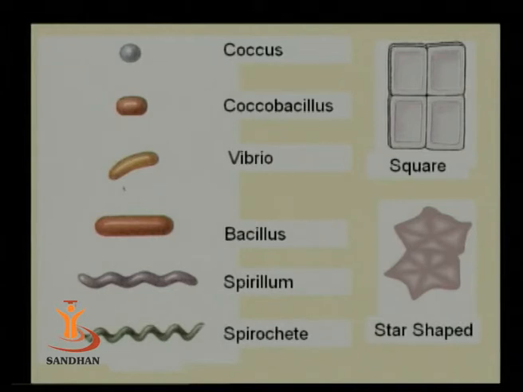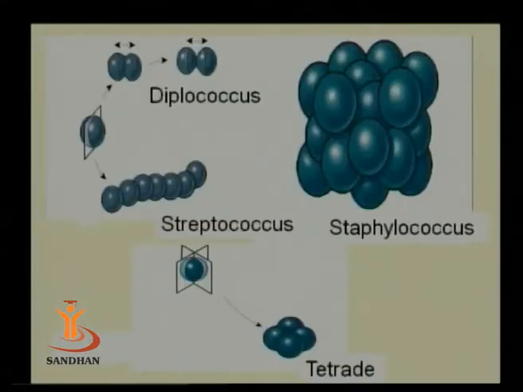generally bacteria can be divided broadly into 6 categories as per their shape. A few belong to coccus, some are coccobacillus, vibrio, bacillus, spirillum, and spirochete. Some are square shaped, some are star shaped. If you see the arrangement of the coccus bacteria, they arrange in various forms.